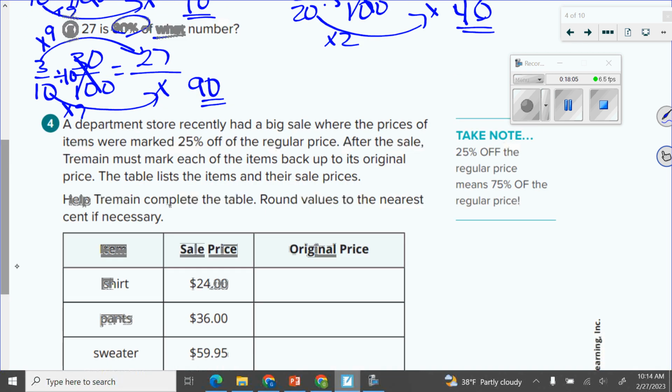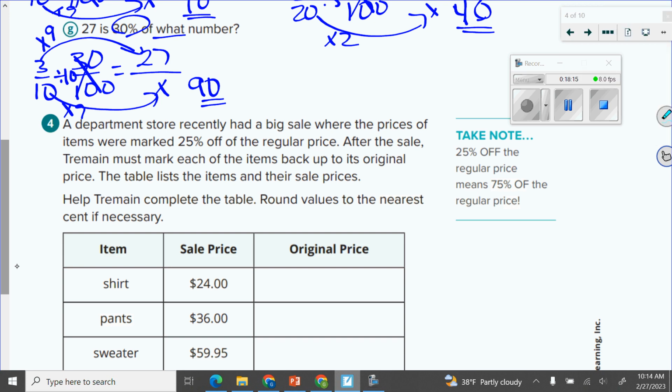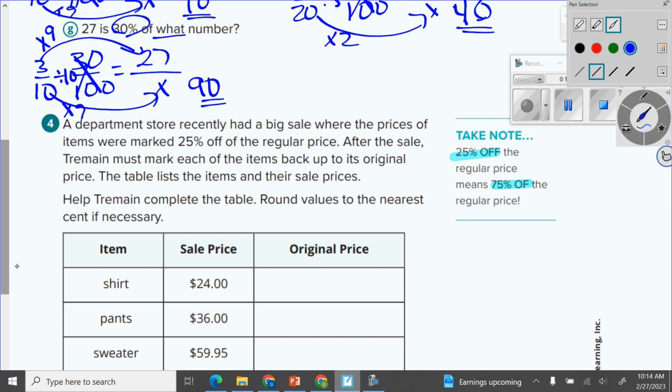Okay, here's a key note, and this is going to be very important, guys, as we do any of these money problems, which will be a big piece. So if it's 25% off the regular price, that means 75% of the regular price is what it actually is, correct? Yes. So if I've given you a sale price, that's actually 75% of the regular price. Okay? So that'll be very helpful as you're starting to set these problems up.